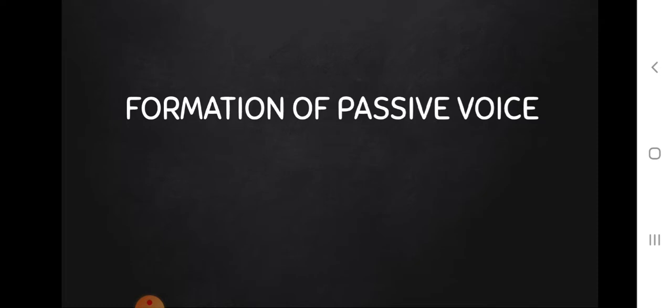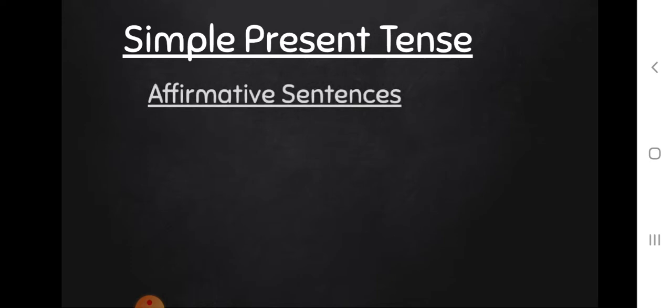Active voice is when the subject of a sentence does an action, we say that the sentence is in the active voice. And when the subject is not the doer of an action but something is done to it, the sentence is said to be in the passive voice. Now we need to remember only sentences with transitive verbs can be changed into passive voice. In this video, we are going to see the formation of passive voice in the present tense. We start with simple present tense, affirmative sentences.